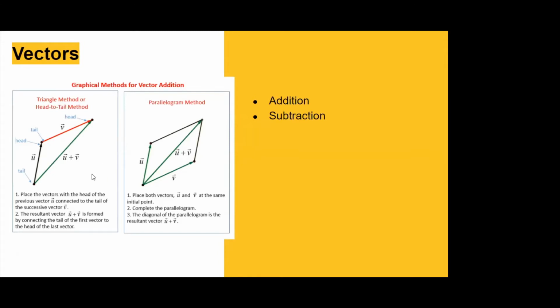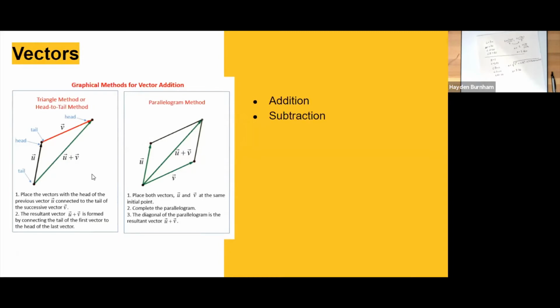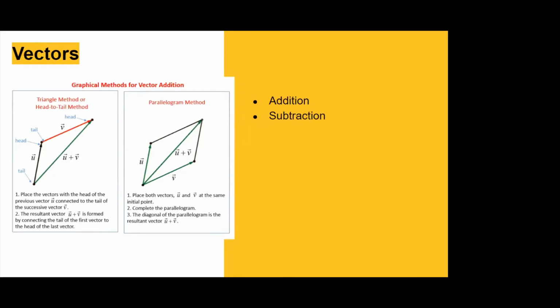I feel like the head to tail method is a lot easier to understand. I have a quick question about the parallelogram method. Okay. So you have the long diagonal on that, which is u plus v, and then you have the short diagonal, right?